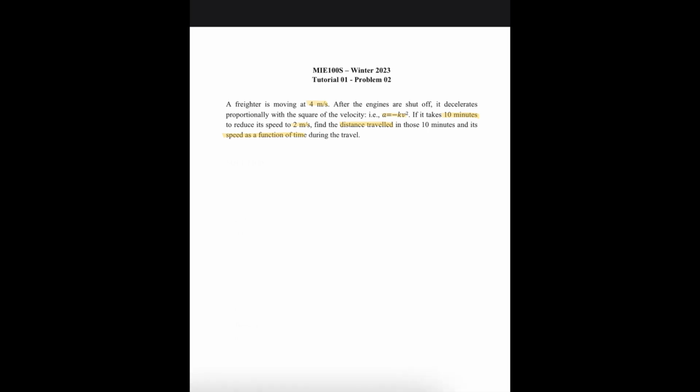Now to summarize, we have v1, our first velocity, is equal to 4 meters per second. We've got our acceleration is equal to minus kv squared. And at t2, which is 10 minutes, v2 is 2 meters per second. And we want to find the second distance, x2. And we want to find the velocity as a function of time.